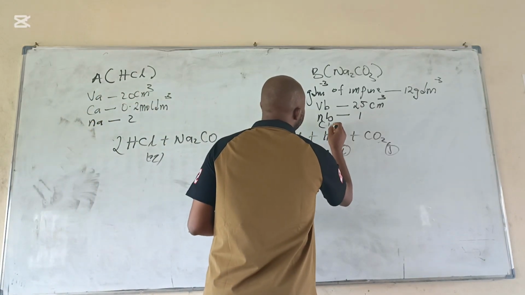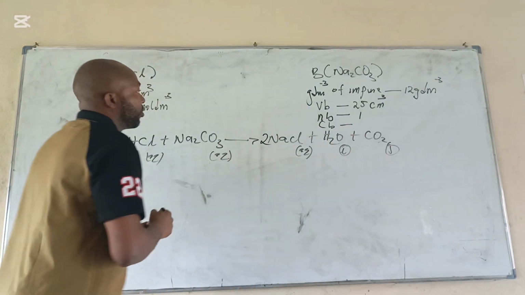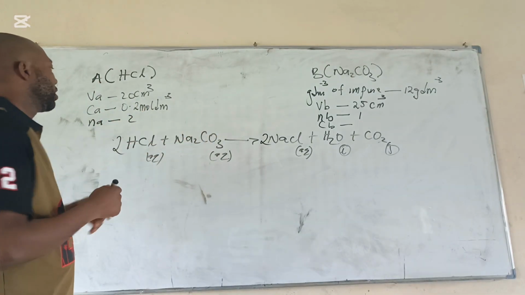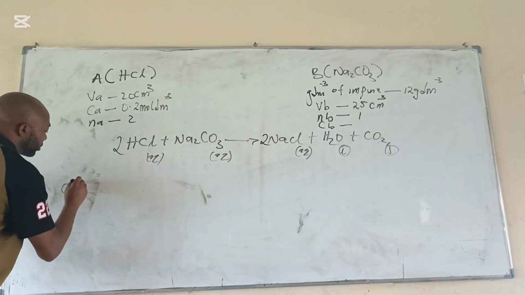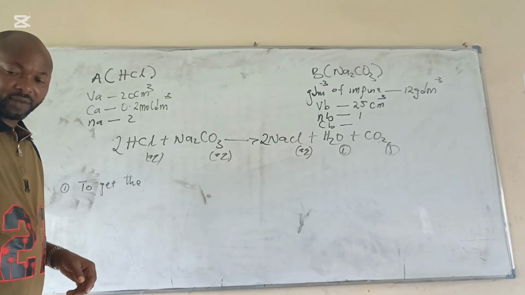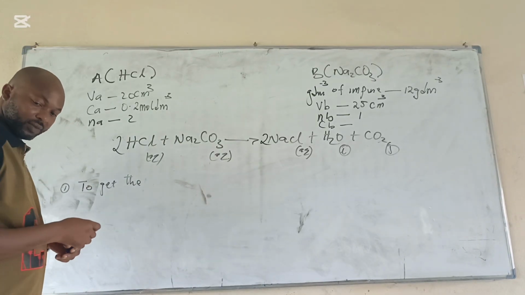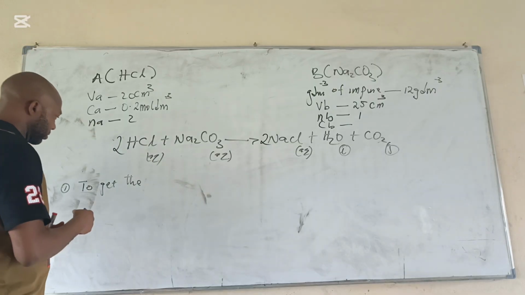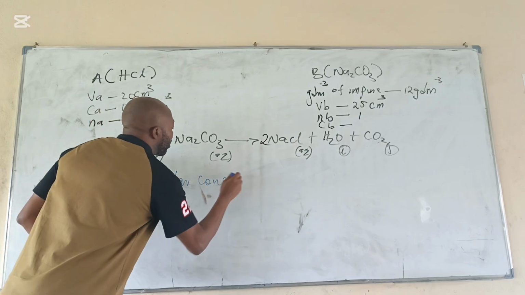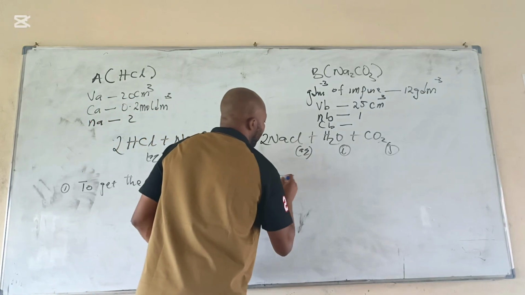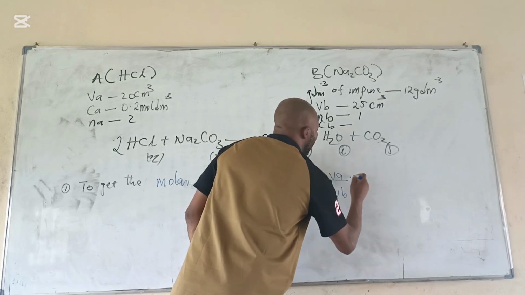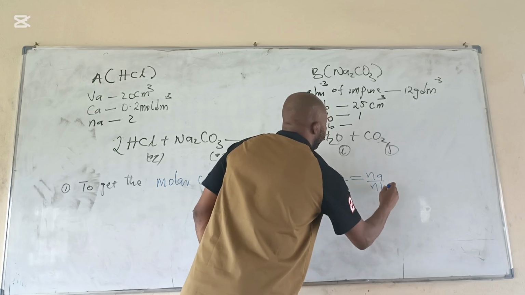So let me call it here Cb, which is the concentration of the base. We will look for it. For us to do that, we use our CAVA formula. To get the molar count of B, we use the formula CAVA over CBVB is equals to NA over NB.